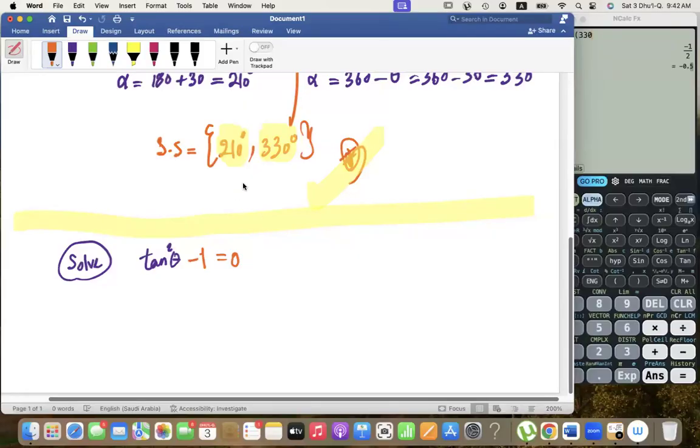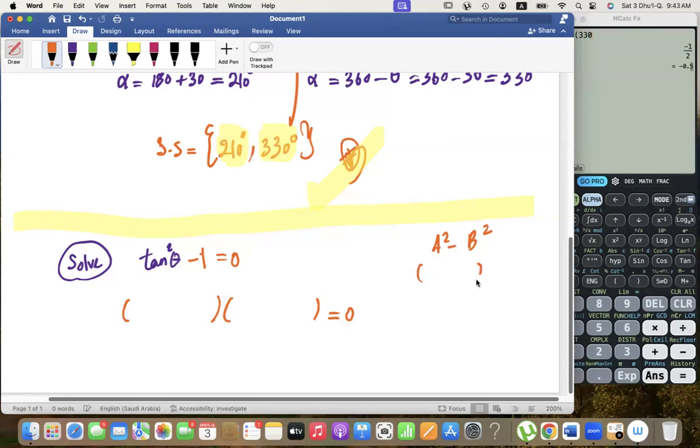Now let's solve another question. Tan squared theta minus 1 equal to 0. Here we need to factorize because it's to the power of 2 and here minus. So it's a difference between two squares. So I'm going to factorize, if you studied factorization. Let me remind you, a squared minus b squared.